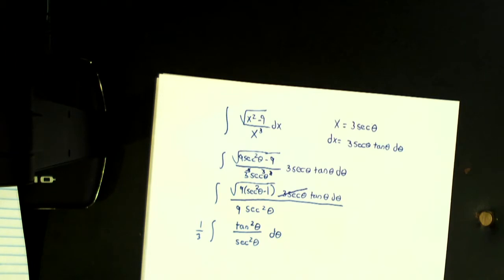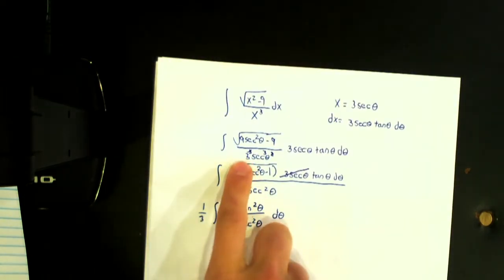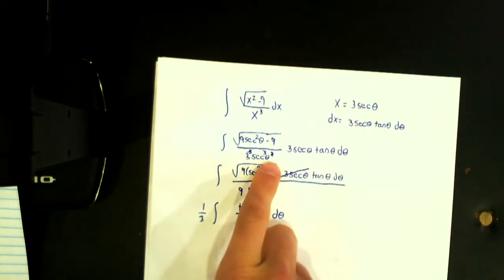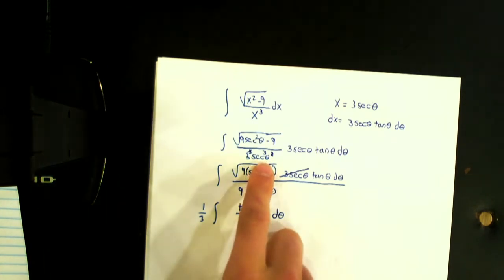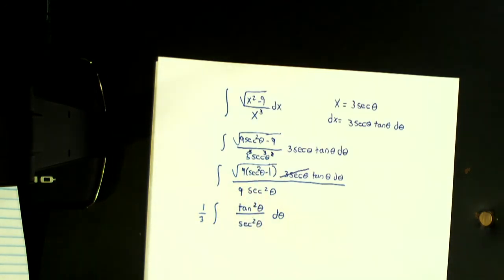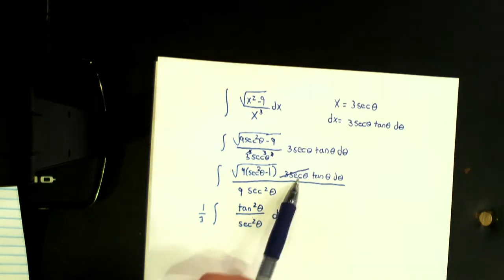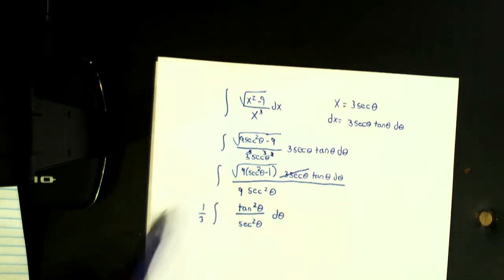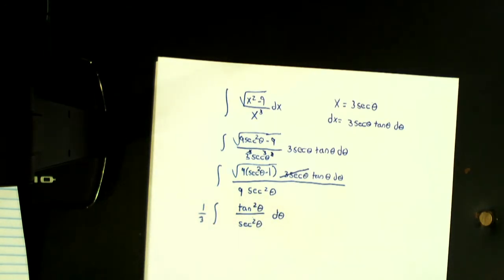Okay, did everybody get all the steps? Okay. So yeah, right here was a 3 to the third, secant to the third theta. And then that turned into 9 because one of the 3's canceled out with that 3 there. And then a secant canceled out, making it secant squared. So now we have secants and tangents.